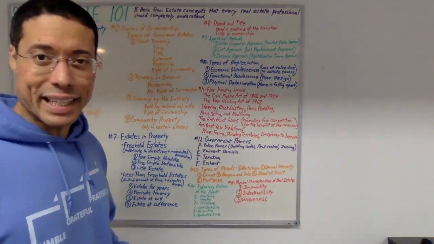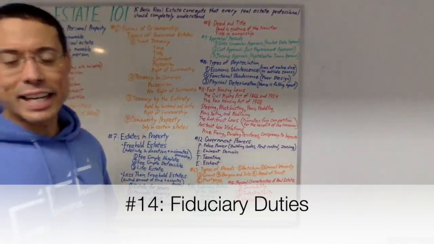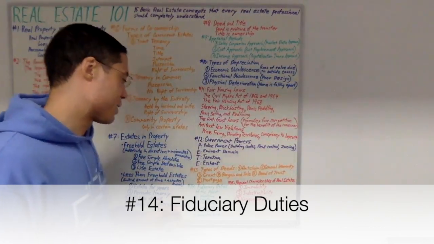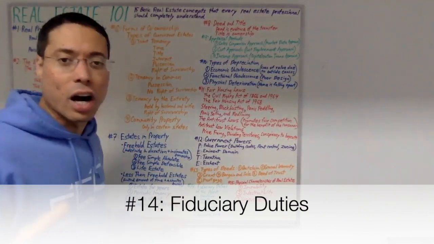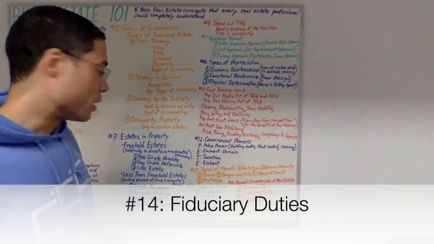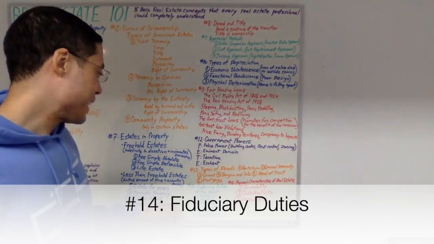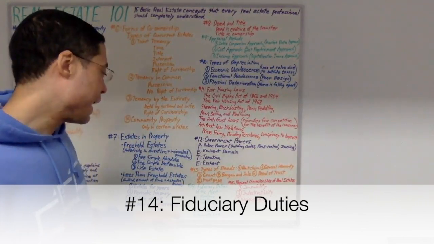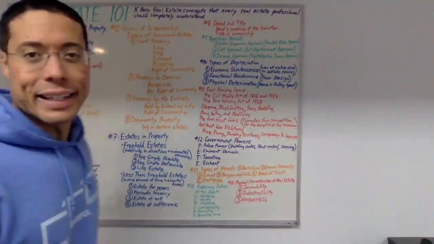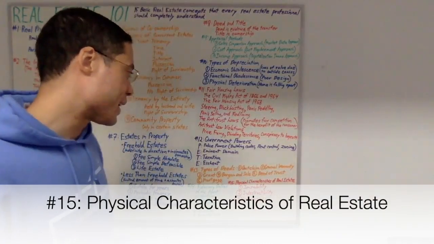Concept number 14, fiduciary duties. Fiduciary duties of the agents. Let's use the acronym OLD CAR, right? O, obedience. L, loyalty. D, disclosure. C, confidentiality. A, accounting. And R, reasonable care. And concept number 15, physical characteristics of real estate.